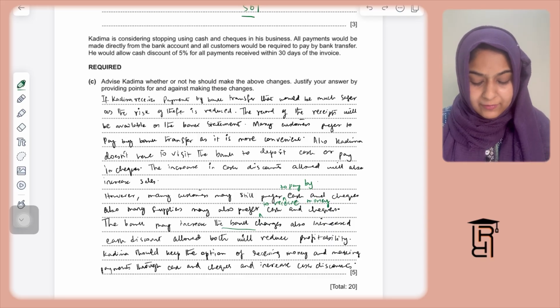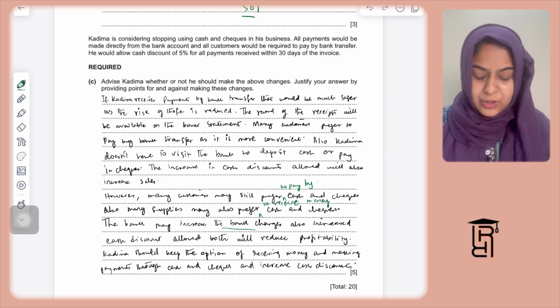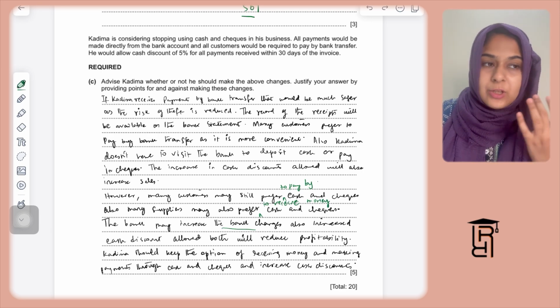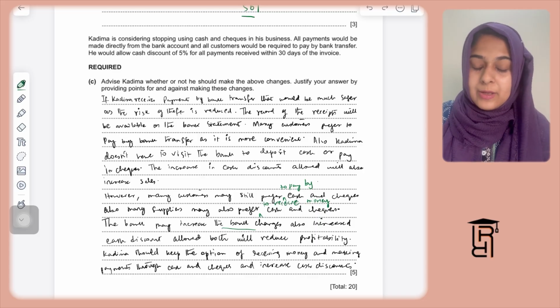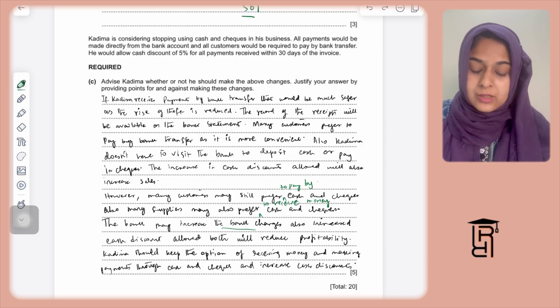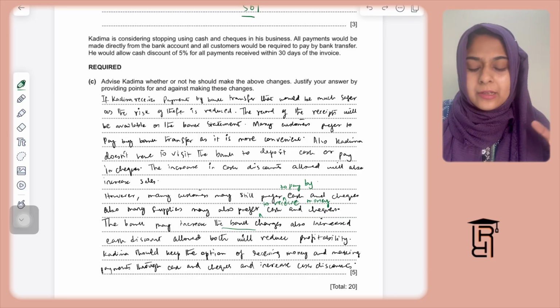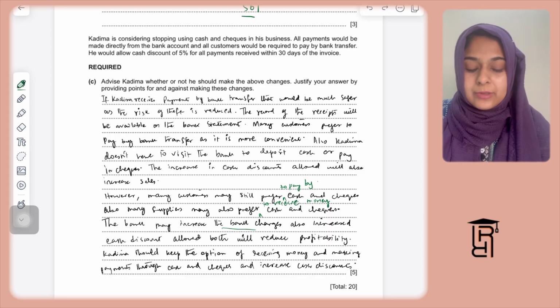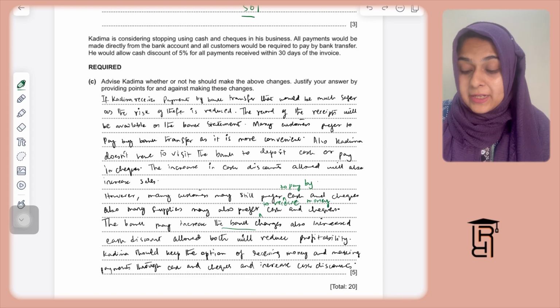Kadima should keep the option of receiving money and making payments through cash and checks and increase cash discounts, because keeping cash and checks as an option is giving more convenience to your customers. Whatever way they want, they can make their payment: cash, check, or bank transfer. She should keep all the options of making payments open for the customers. Also, increasing cash discounts will attract more customers. So that would be my advice to Kadima.